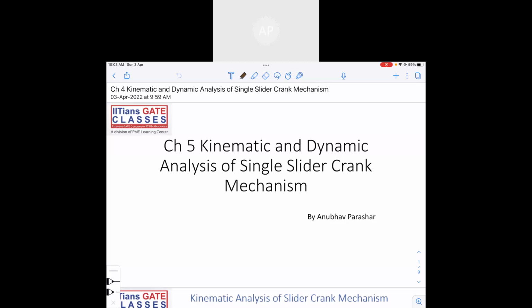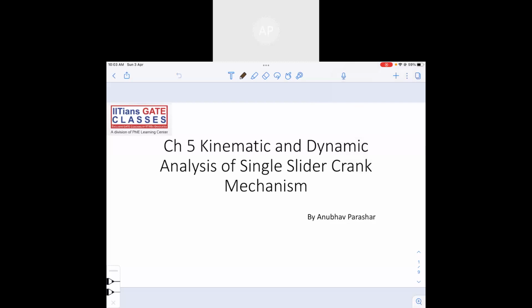So we'll cover three chapters here in the fourth lecture: kinematic and dynamic analysis of single slider crank mechanism. Thereafter, we'll cover flywheel, and then we'll cover governors. Right. So three chapters in this packed 2 hours of class. Okay. So let us start. Let us start with kinematic and dynamic analysis of single slider crank mechanism, right?